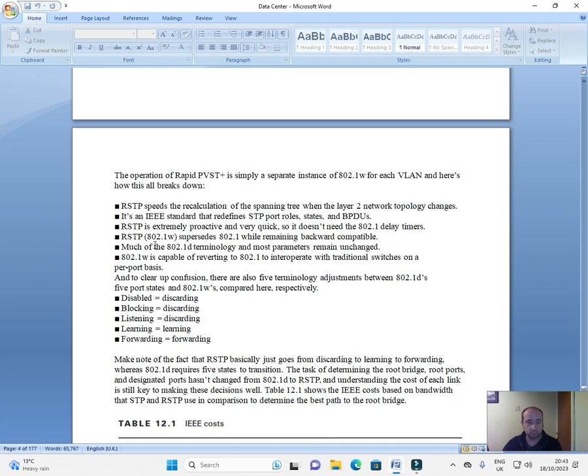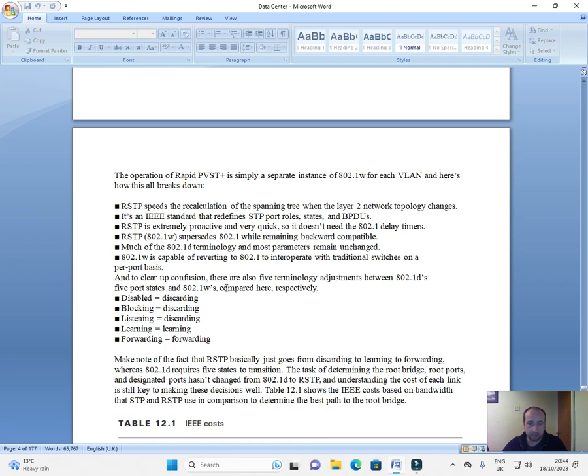RSTP. 802.1w supersedes 802.1d while remaining backward compatible. Much of the 802.1d terminology and most parameters remain unchanged. 802.1w is capable of reverting to 802.1d to interoperate with traditional switches on a per port basis.